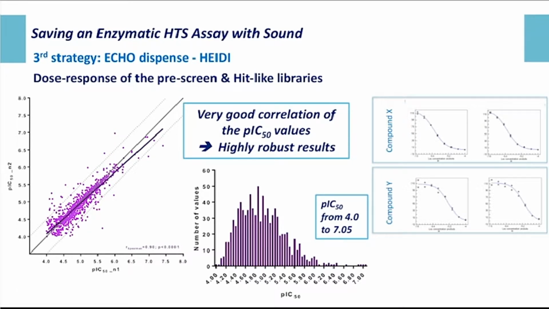In addition, to confirm the robustness and the quality of the results we obtained with the Echo, 70% of the compounds have been confirmed in an orthogonal assay, and 70% of the EC50s of these compounds have also been confirmed. So with two different readouts, we validated 70% of compounds and also 70% of their EC50.